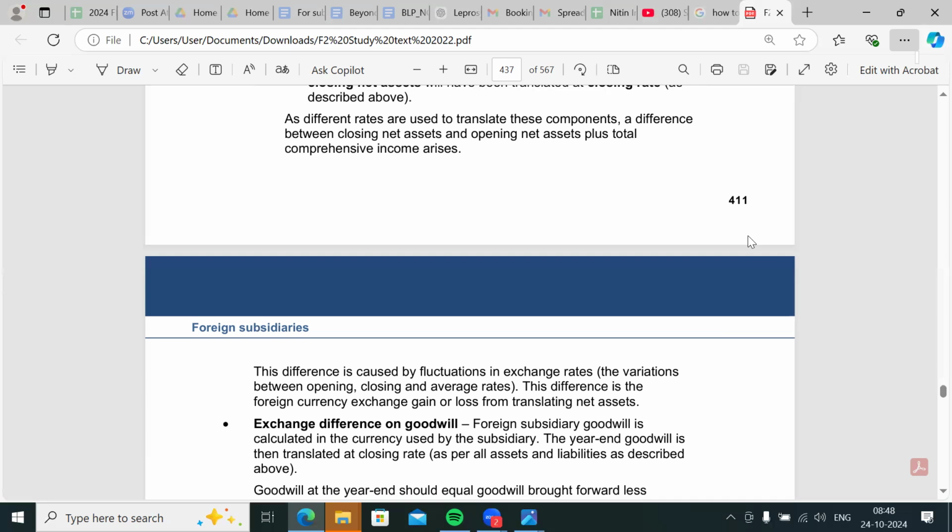When the parent is paying to the subsidiary, the parent is calculating the goodwill as what? Purchase consideration paid in the parent currency, right? Add that percentage of the NCI or whatever NCI, minus the net asset. Let's see what they're saying. Foreign subsidiary goodwill is calculated in the currency used by the subsidiary. The year-end goodwill is then translated at closing rate.